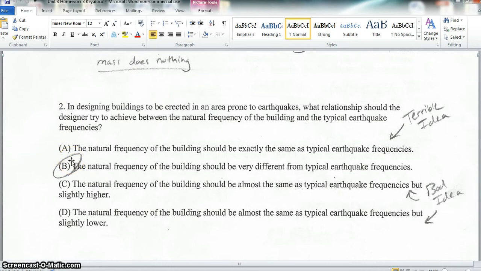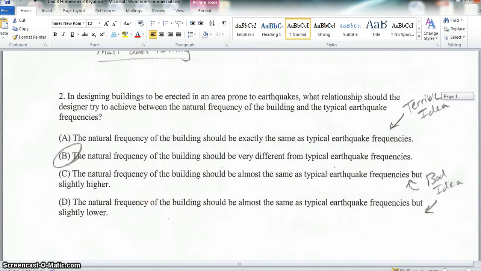The natural frequency of the building should be as far apart from the typical earthquake frequency as possible. We don't want it to be the same because that would definitely cause damage. We also don't want it to be anywhere near the same, because what if you had an atypical earthquake that produced a different frequency? You don't want it to even be close to the normal frequency of an earthquake, because that way you're running the risk of structural damage. So option B again is our best option for this question.